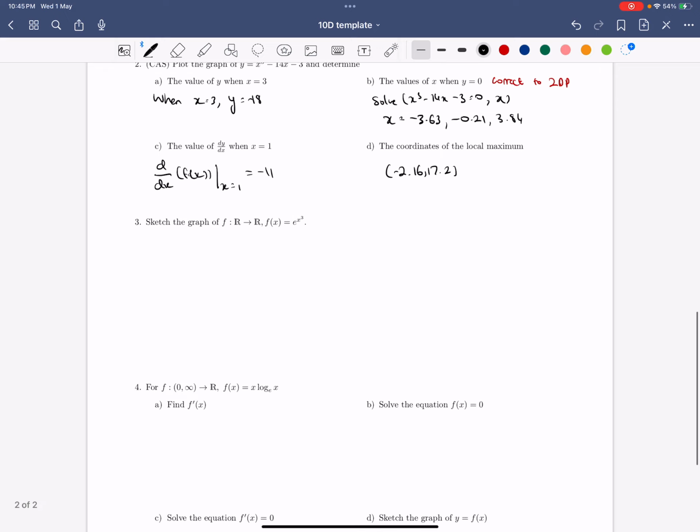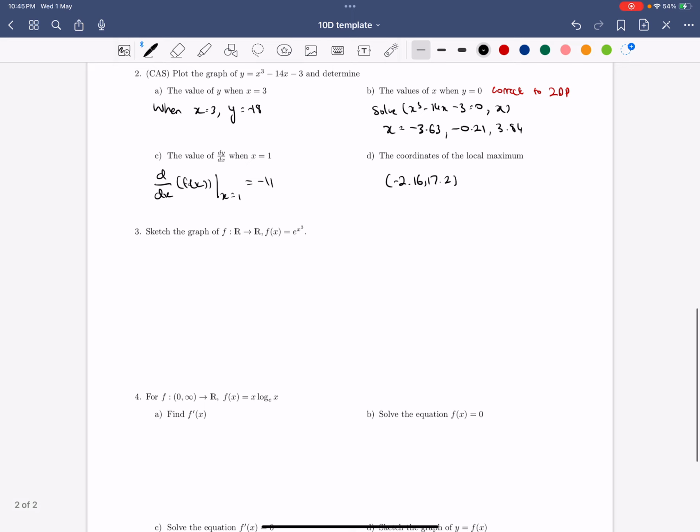All right. So question 3 wants you to sketch the graph of e to the power of x cubed. So we need to use a combination of stationary points here as well as limiting features. So I'm going to talk about that a little bit now. So what do we know? We know that f dash of x equals, chain rule, so you get 3x squared e to the x cubed, and that's equal to 0 for stationary points, okay?